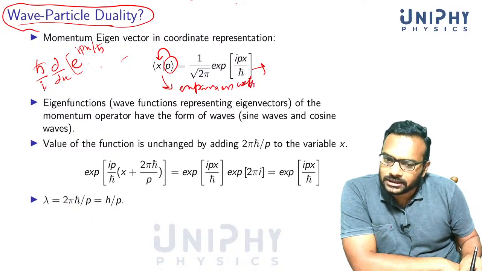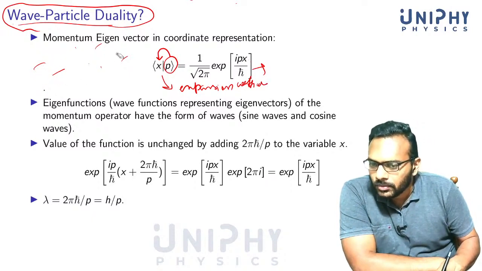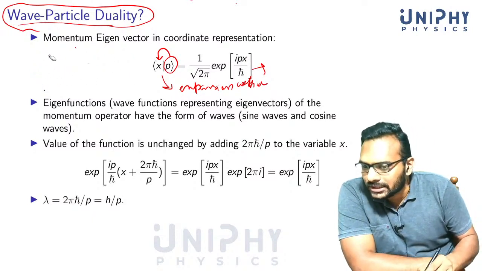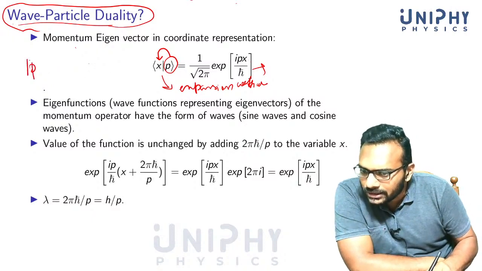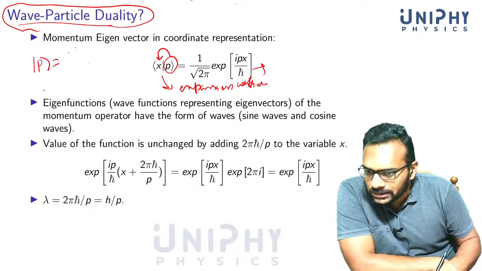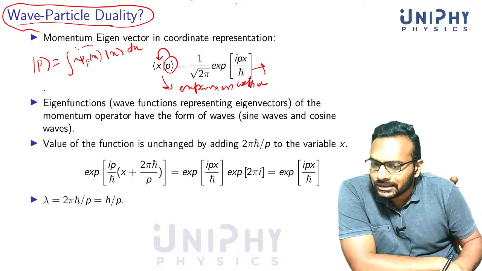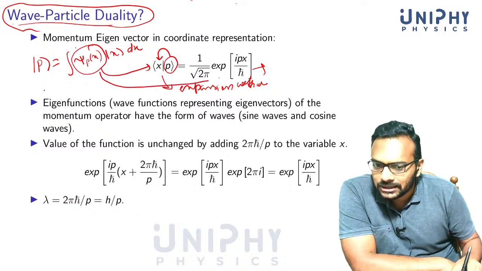Expansion coefficients. This means that if you want to expand the momentum eigenvector in terms of the coordinate basis, what you do is integrate; this is equal to some psi p of x, I will write it, x dx. These are the expansion coefficients, and this is the expansion coefficient.